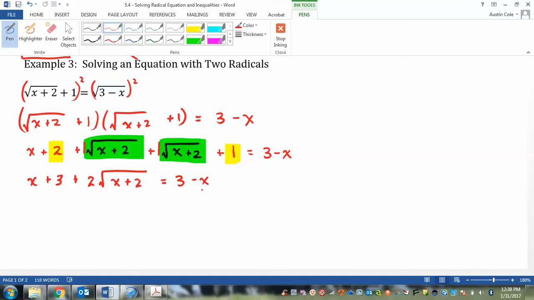Now here's the deal. Will we have to move the 3 to the end? Let me keep going and I'll see if I answer your question. I still have a square root, don't I? Yeah. So eventually I'm going to have to square that to get rid of that again. But before we do that, let's try to get rid of everything else to the other side. So I'm going to minus x on both sides, and I'm going to minus 3 on both sides.